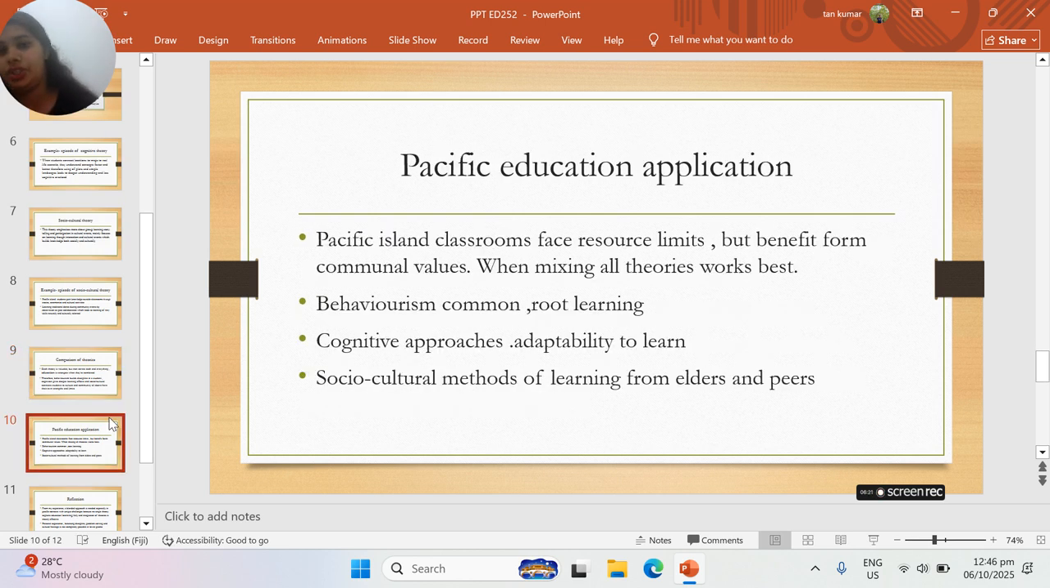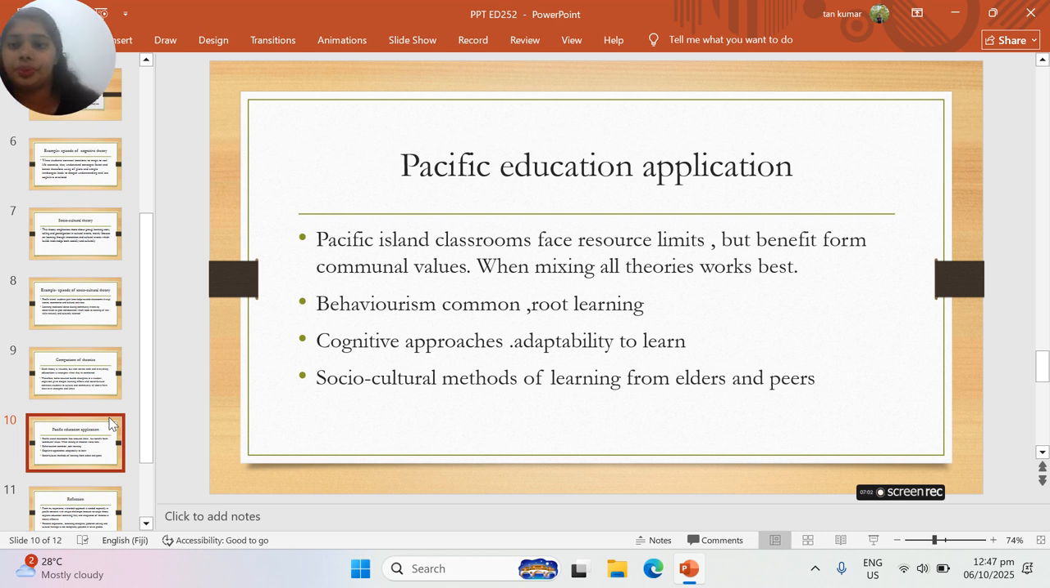Pacific education application. In the Pacific classroom, teachers often rely on behaviorist strategies because they are practical in large classes with limited resources. But to prepare students for a changing world, we also need cognitive approaches that develop reasoning and social strategies that connect to local knowledge. Blending these methods ensures learning is both effective and culturally grounded.